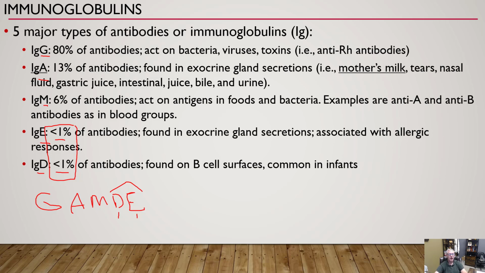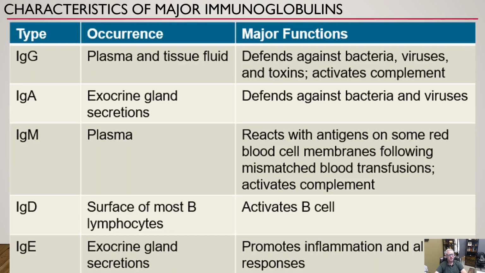IgA is found a lot in your exocrine gland secretions, like your mother's milk, tears, nasal fluid, gastric juice, intestinal juice, bile, urine. IgM, different foods, bacteria, also blood groups. IgE, exocrine gland secretions. You're going to see that with allergic responses. IgD is going to be found on different B cell surfaces. You're going to see that more in infants. Here's just a little summary slide. Here you can see that they have IgD before IgE.